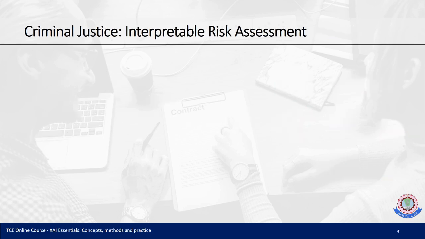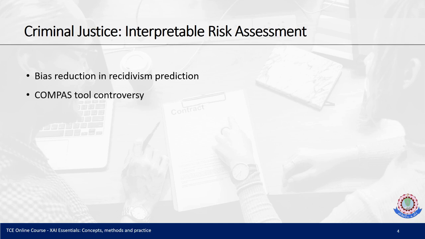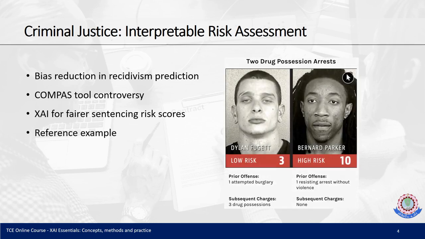Now we move to criminal justice. AI systems are used to assess risk, the likelihood that a person will reoffend, and sometimes such scores are used to inform bail or sentencing decisions. But without transparency, these systems have been shown to embed and even amplify bias. For instance, the COMPAS tool used in the US justice system. This is an example of the COMPAS tool, and the output we get from it.